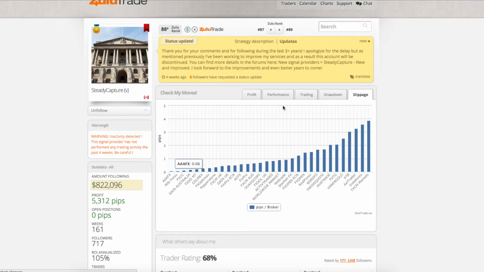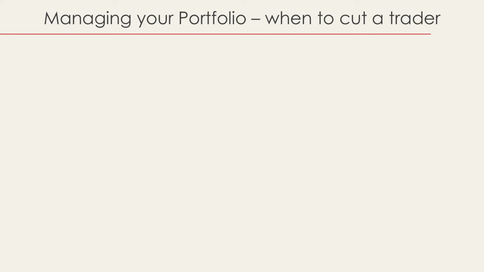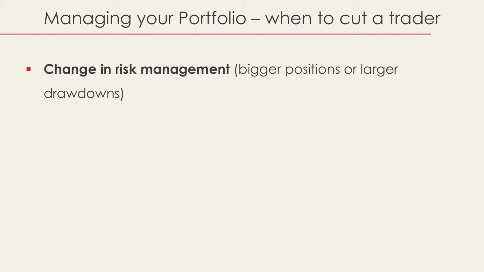Now let's go back to the presentation where I have some more details how to manage the portfolio. So, more information about managing your portfolio, when to cut a trader. First, change in the risk management. They started making bigger position, larger position, open more positions. So I like to limit the trader with the maximum open trades. Otherwise, he's open 20, 30, 50 trades and I'm losing all my money in a very short time.